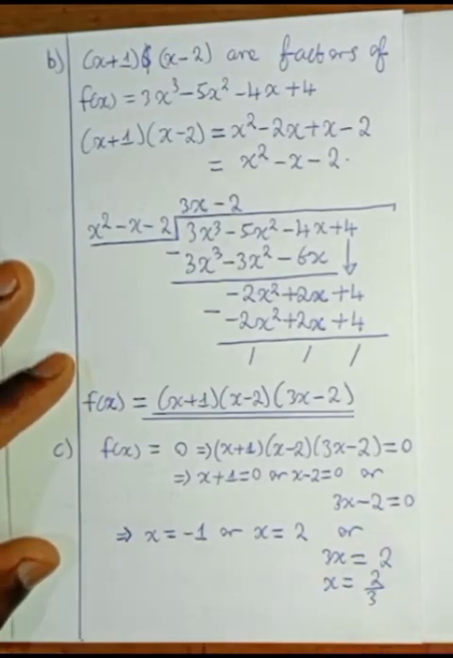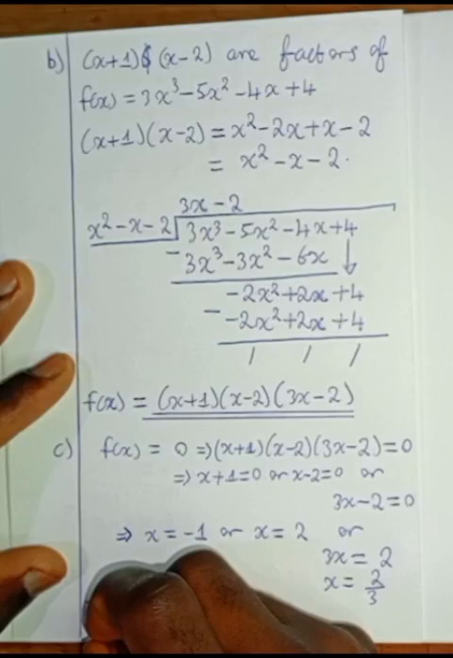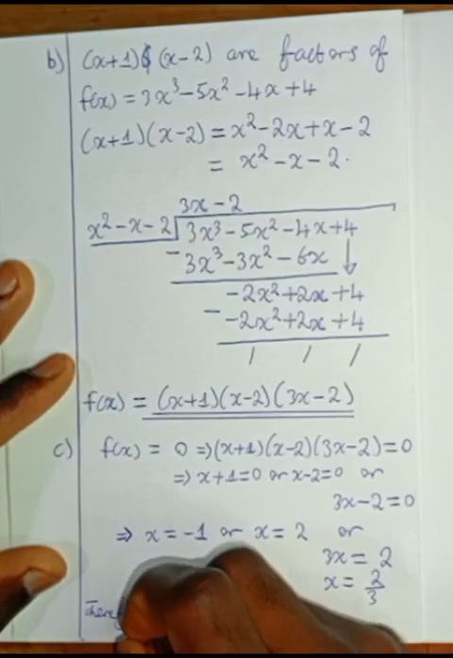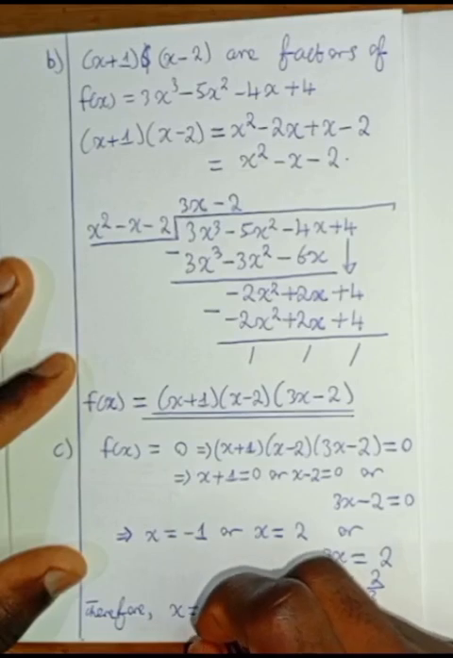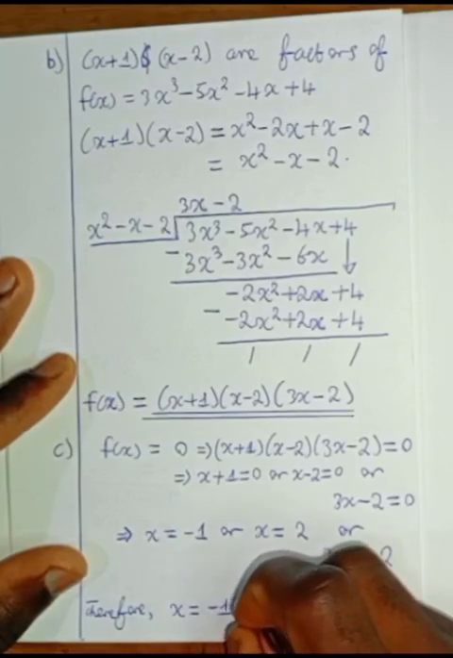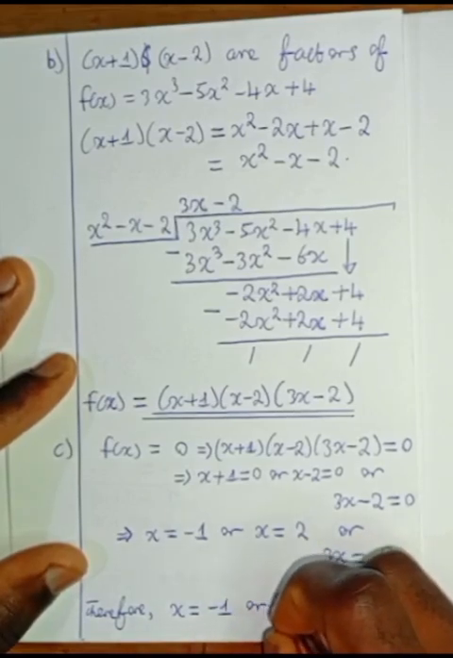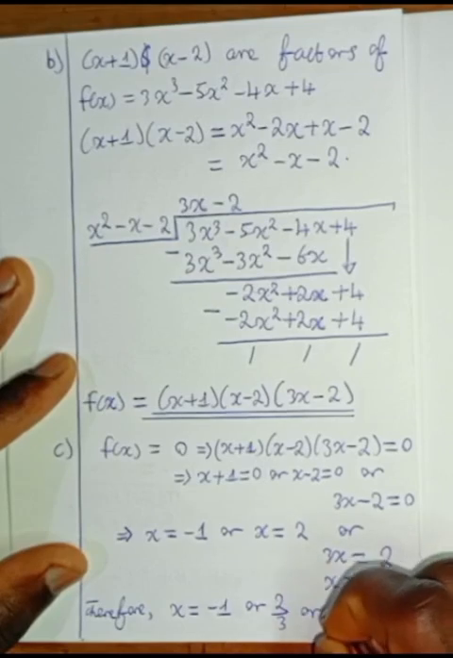Then we conclude, therefore, x is equal to negative 1 or 2 thirds or 2.